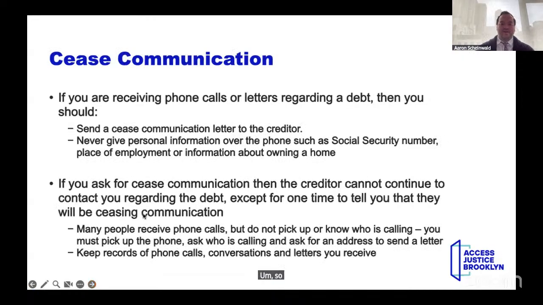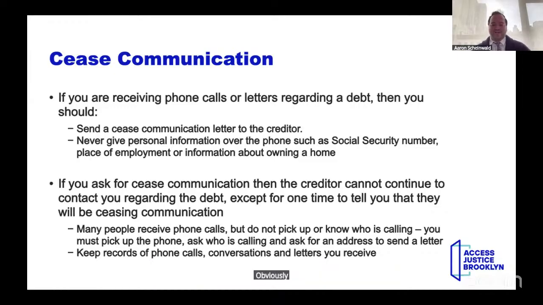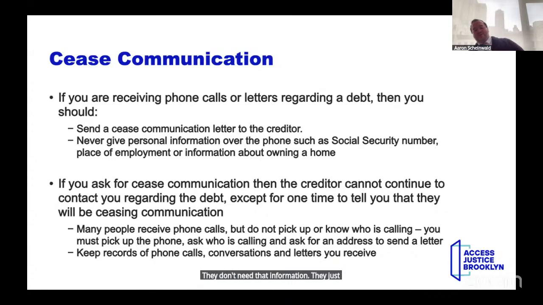So a debt verification letter can also include a request to cease communication. If you're receiving phone calls or letters regarding a debt, then you can send a letter to the creditor saying, do not contact me further. And they cannot contact you further. They can bring legal proceedings, obviously, but they cannot contact you further regarding that debt, aside from confirming that they will be ceasing communication. I think it goes without saying, but don't provide any personal sensitive information to any debt collector over the phone or in writing when saying, do not contact me any further. They don't need that information. They just need your name and your address and to cease contact with you.